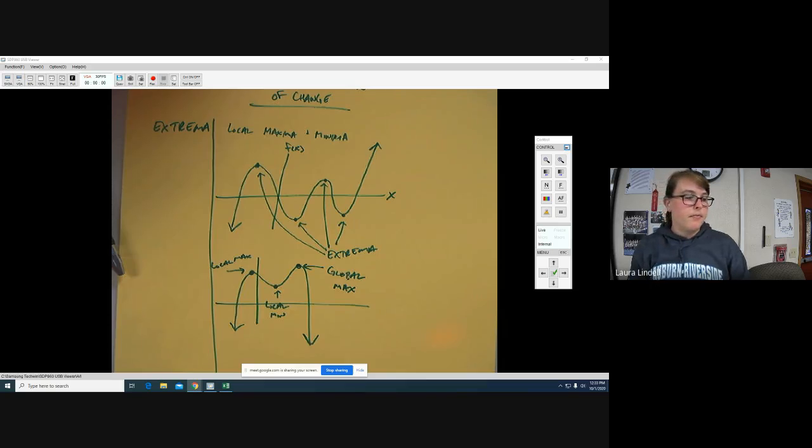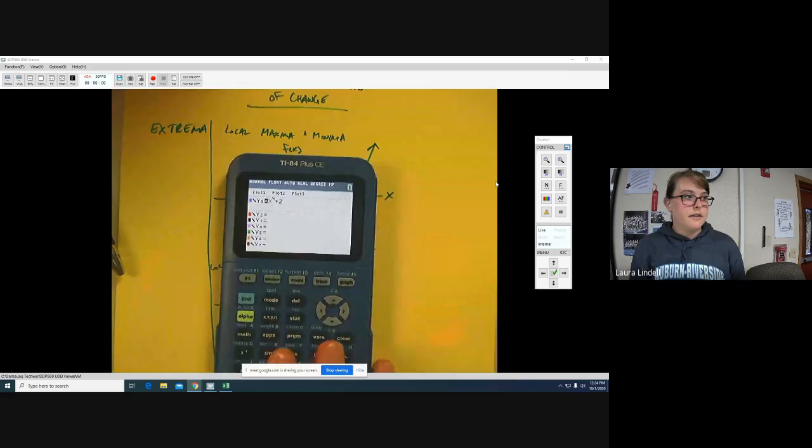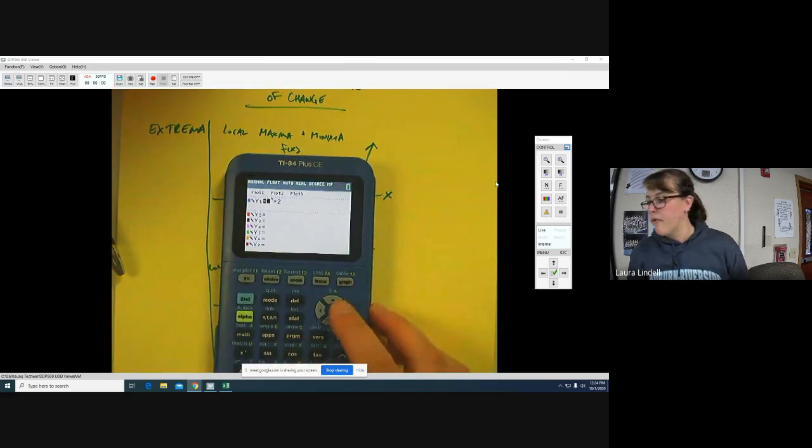local otherwise. So for extrema, all we really have to do is plug the function into a graphing calculator and click on the points. So if you have a Desmos, that's really easy to do. If you do not have a Desmos, or if you want to see how to do it on a TI calculator, we're going to do that really quick. I'll show how to do it on the TI, and then I'll show how to do it on the Desmos.